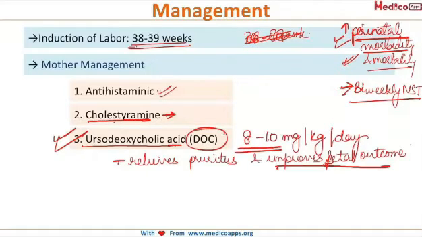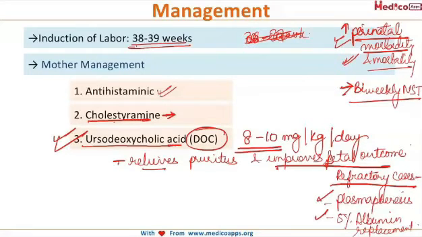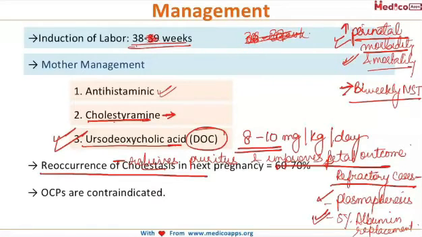This ursodeoxycholic acid not only relieves pruritus but also improves the fetal outcome. And in refractory cases of pruritus, plasmapheresis can be done and replacement with 5% albumin can be tried. And as I told you, it is also called recurrent jaundice of pregnancy. Why so? Because the chances of recurrence in the next pregnancy is almost 60 to 70%.